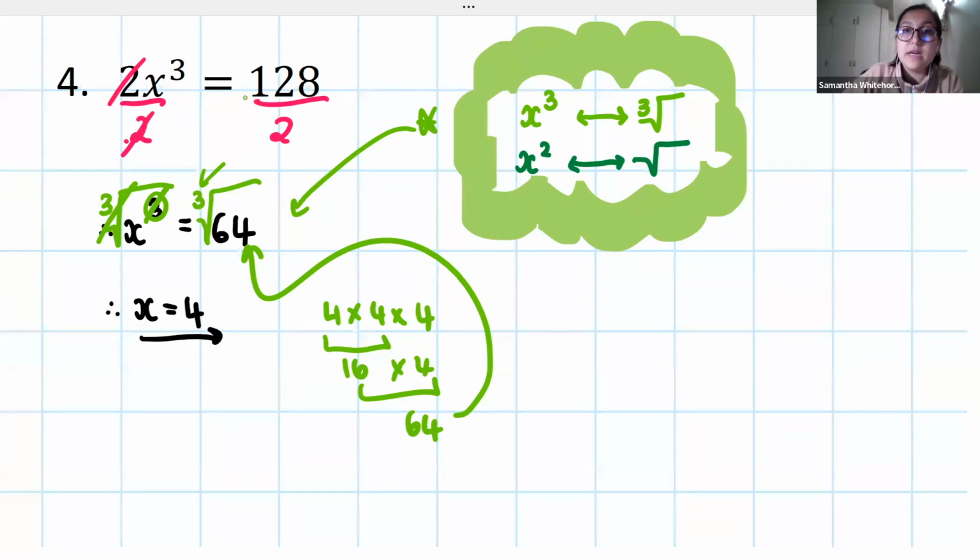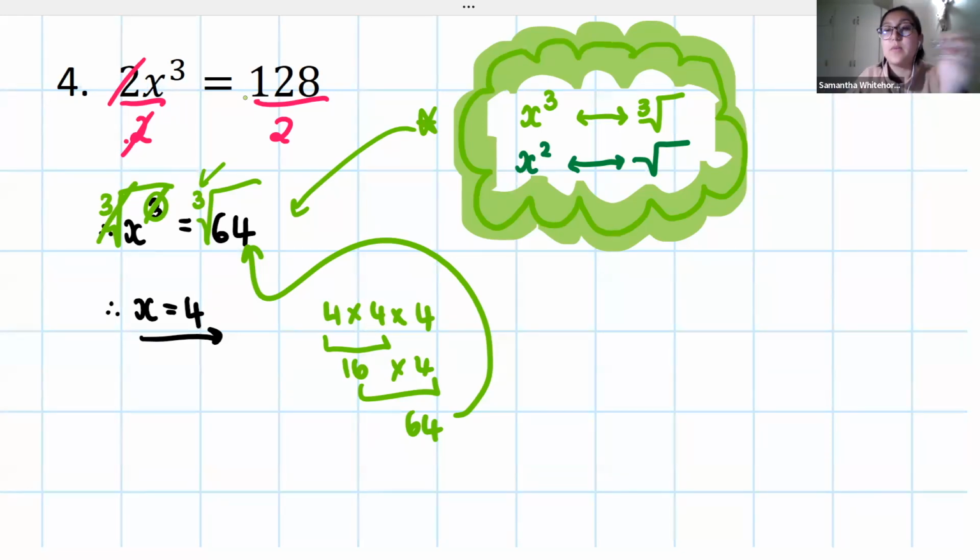But what's really, really important here, grade 8, is that you remember these inverse operations when it comes to powers and when it comes to exponents. We have to remember those in order to solve our equations when it comes to dealing with powers.